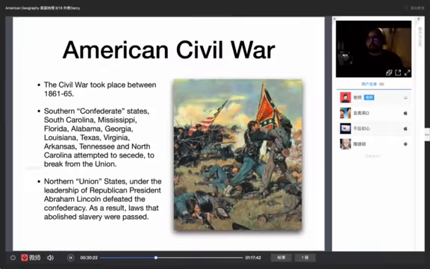This is the Civil War. The Civil War took place between 1861 and 65. The Southern Confederate States, South Carolina, Mississippi, Florida, Alabama, Georgia, Louisiana, Texas, Virginia, Arkansas, Tennessee, and North Carolina attempted to secede or break from the Union. Northern Union states, under the leadership of the Republican President Abraham Lincoln, defeated the Confederacy, and as a result, laws that abolished slavery were passed. Oh, we forgot to mention what slavery was.